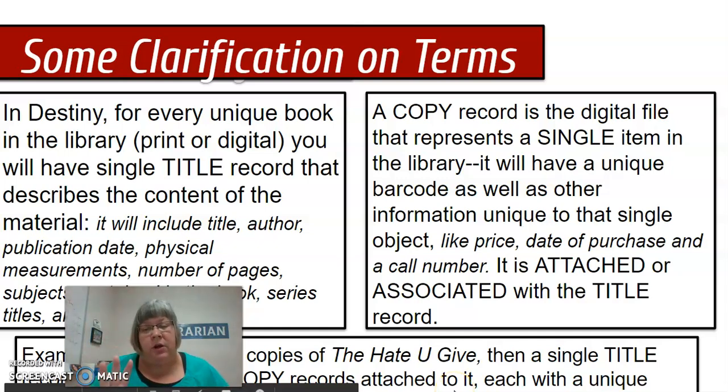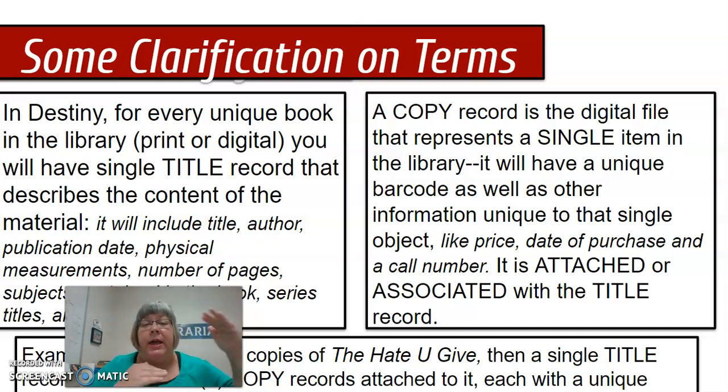some clarification on terms. Now, I'm not going to read this all word for word. I will let you do that on the slideshow. But basically, a title is the catalog record that represents a unique item. So, for example, a book. And so if you think about in the old days where you had a physical card catalog and you had a card, the information on the card about a book, that is the title information or title record that is in Destiny Discover. It's the equivalent.